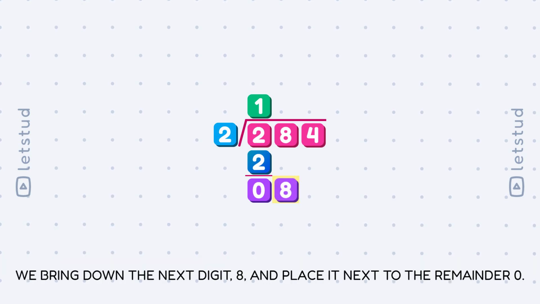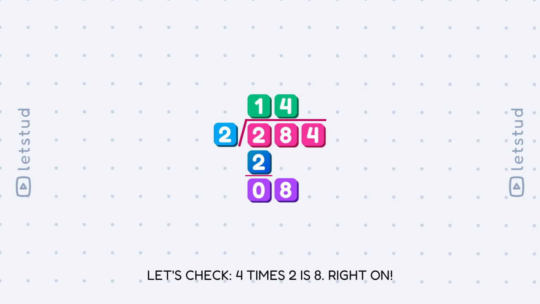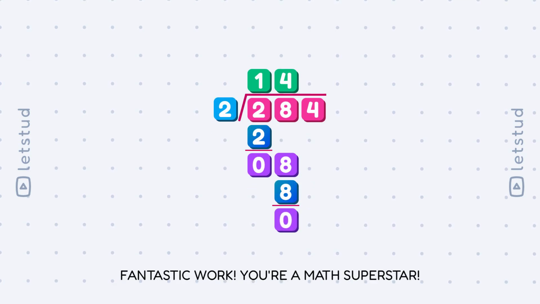We bring down the next digit, 8, and place it next to the remainder, 0. How many times does 2 go into 8? Let's count by 2's. 2, 4, 6, 8, that's 4 times. Let's check. 4 times 2 is 8, right on. Subtracting 8 from 8 gives us 0, woohoo. Fantastic work, you're a math superstar.